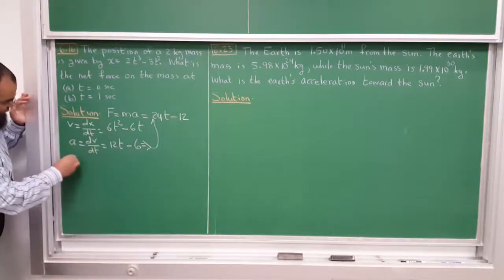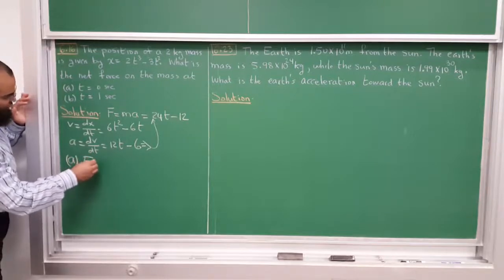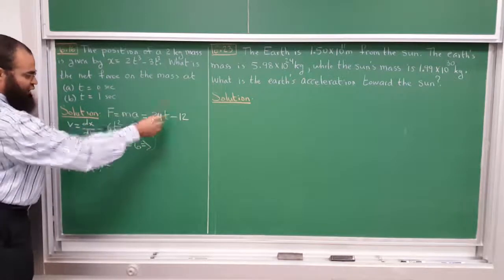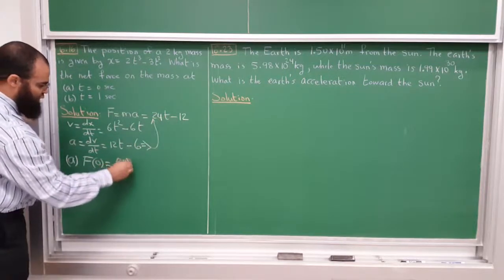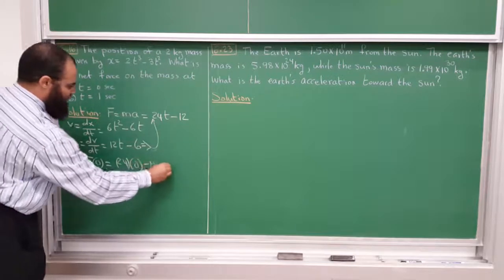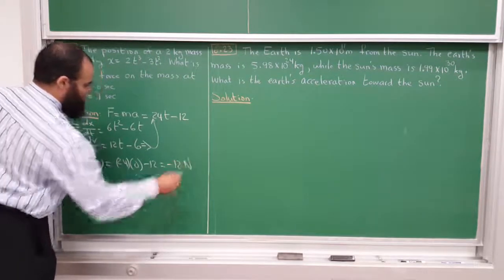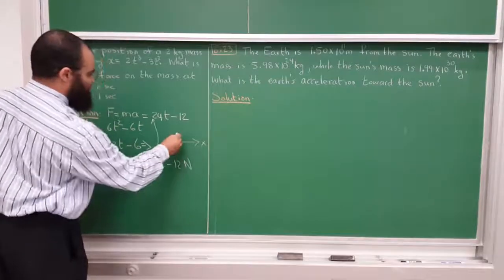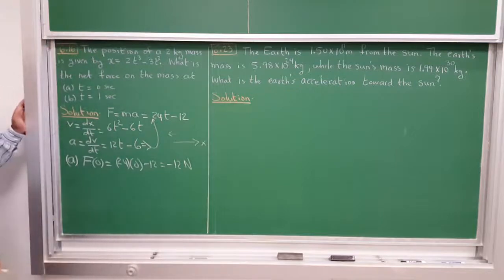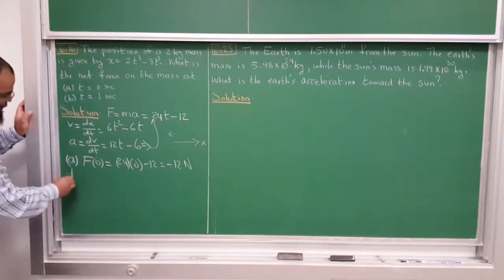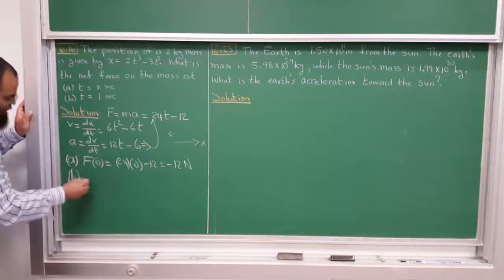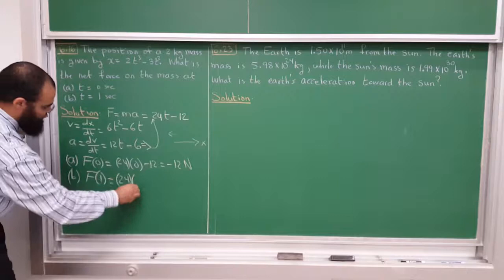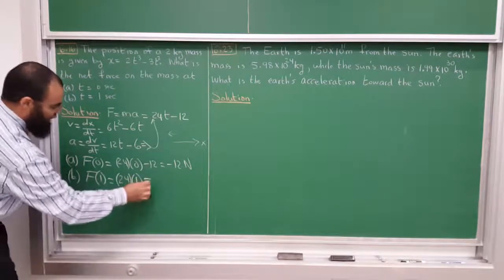For part A, the force at time t equal to 0 seconds, you plug in 0 seconds here, so the force will be 24 times 0 minus 12, and that's minus 12 newtons. This is the x direction, so it means the force originally was to the left. Okay. And then for part B, what's the force at t equal to 1 second? Well, the force at 1 second will be 24 times 1 minus 12.